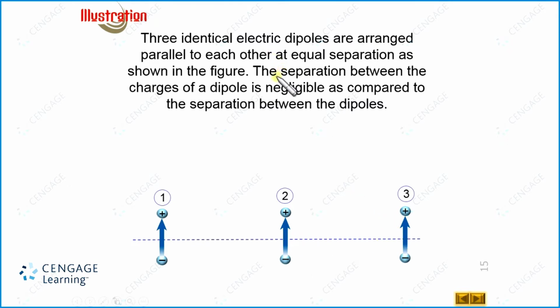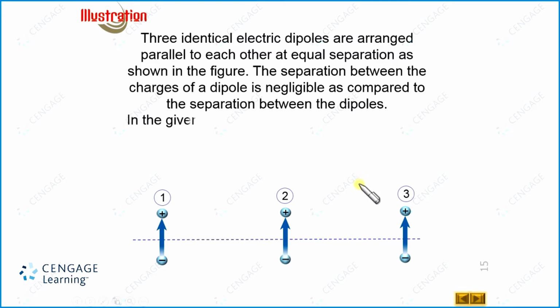Also, it is given that the separation between the charges of the dipole is negligible as compared to the separation between the dipoles. That means the separation between the positive and negative charge is much smaller than this distance. That means we can apply the formula of the electric dipole.